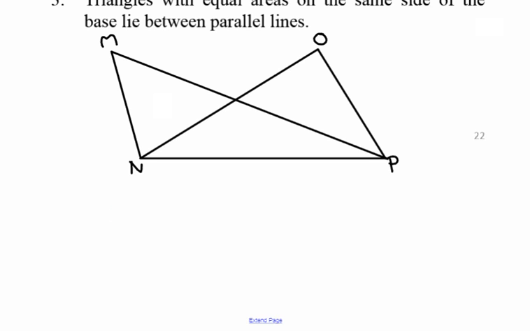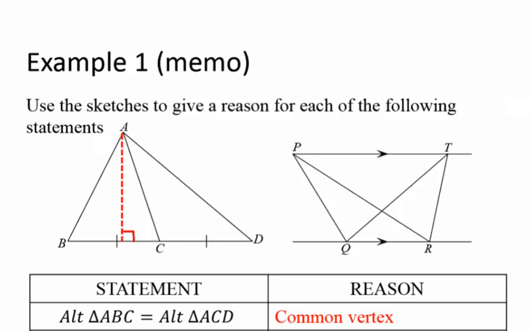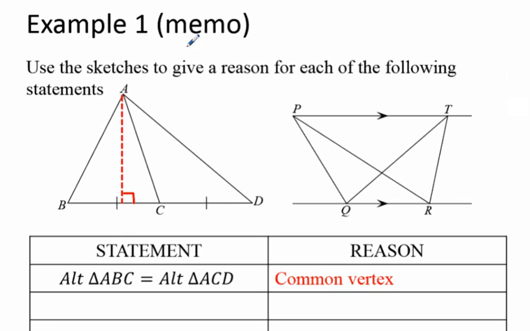Then I've got here that triangles with equal areas, so let's say I'm telling you that triangle MNP and triangle ONP have the same area. On the same side of the base, so there's their base NP, then I can conclude they lie between parallel lines. So a line passes through MO and is parallel to the line that passes through NP. So let's have a look at this example. Use the sketches to give a reason for each of the following statements.